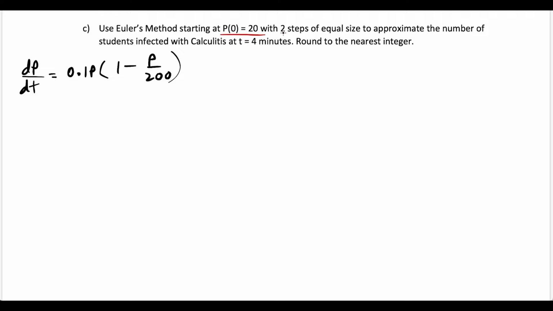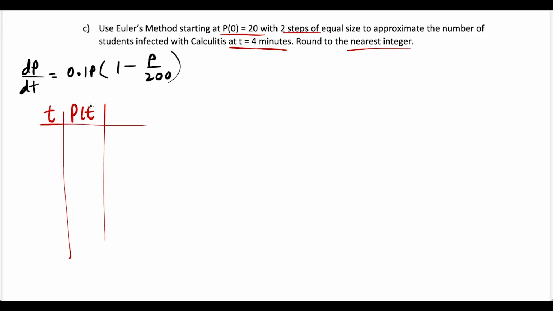We're starting here, taking 2 steps of equal size, and we're going to approximate the number of students infected at t equals 4 minutes. We're rounding to the nearest integer, which makes sense because we're talking about students, so we're just going to have whole numbers. I like to make a table. We have t, we have P of t, and then I'm going to write the derivative dp over dt. We're starting at t equals 0 and p equals 20.